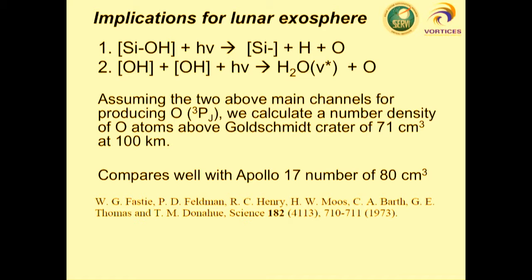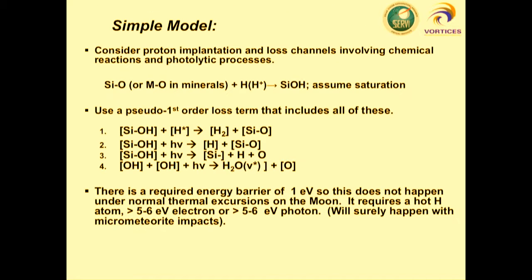So what happens? We have the photon come in and knock off O atoms, and then you can sort of make some vibrationally excited water by recombination of these, and there's another O atom. So we take the measurements that we have, and we calculate what the number density is of O atoms above the Goldschmidt crater, and we get 71 per cubic centimeter. That compares favorably with what's been reported many years ago from the Apollo 17 mission. Okay, I'll do 2 more slides and I'm done.